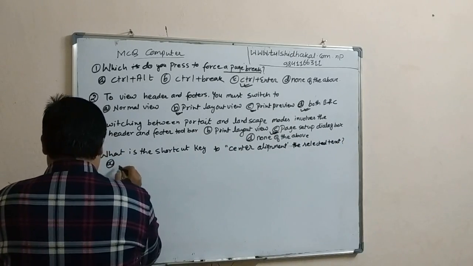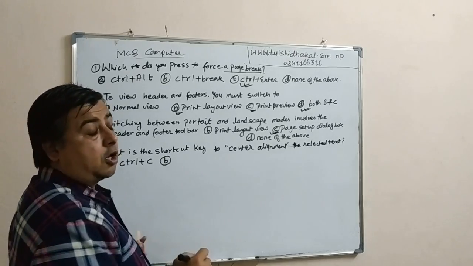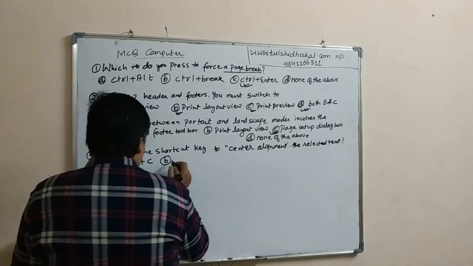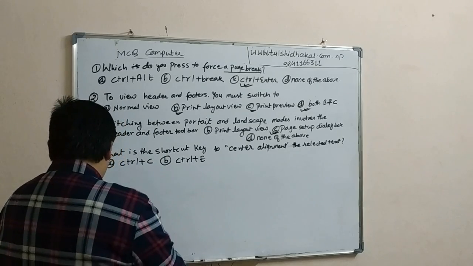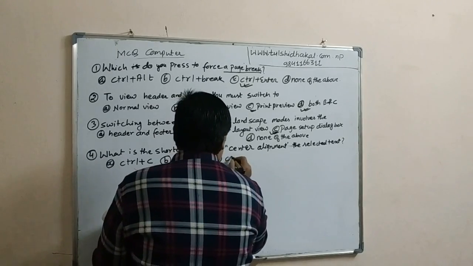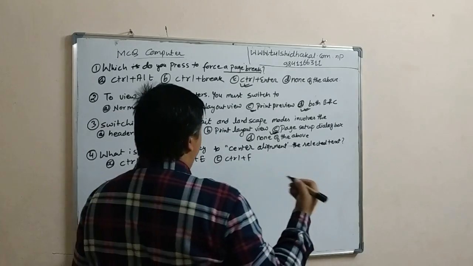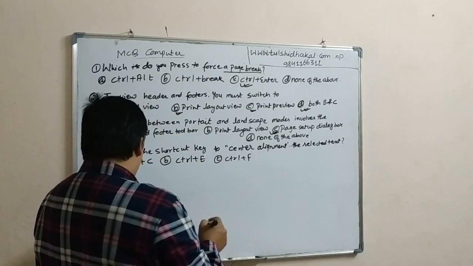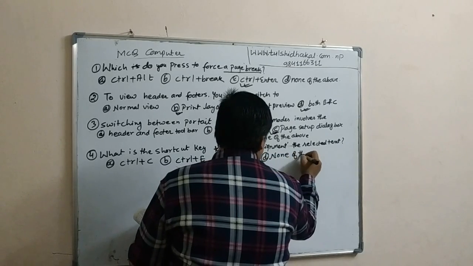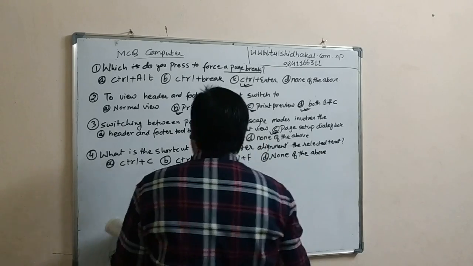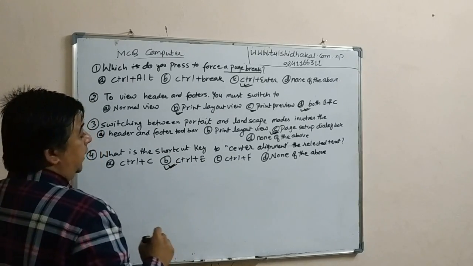Option number A, Control plus C, it is for the copy operation. Option B, Control plus E, this is the correct answer for central alignment. Option number C is Control plus F, this is for find. To find any words, we press Control plus F. And option D, none of the above. So option B is for central alignment.